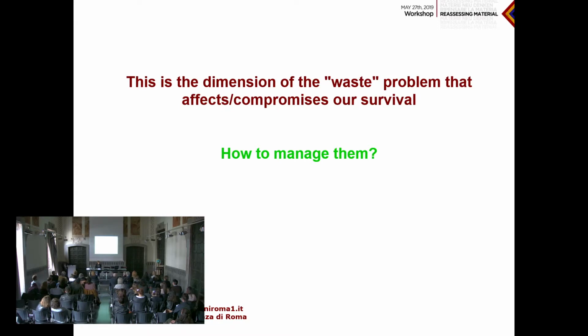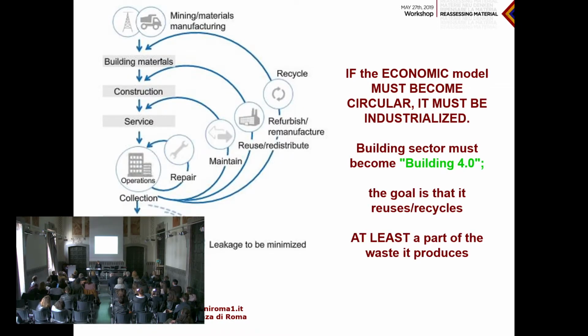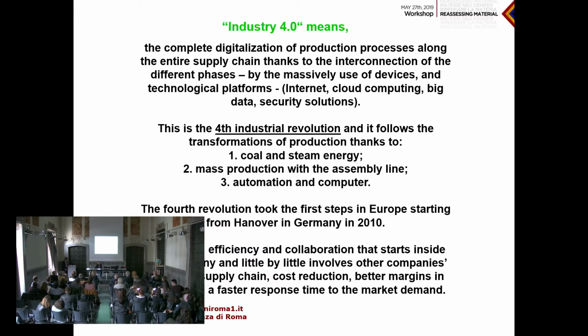How to manage them? If the economic model must become circular, it must be industrialized. The building sector must become Building 4.0. The goal is that it reuses and recycles at least a part of the waste it produces. Industry 4.0 means the complete digitalization of production processes along the entire supply chain, thanks to the interconnection of the different phases by the massive use of devices and technological platforms, internet, cloud computing, big data, etc.